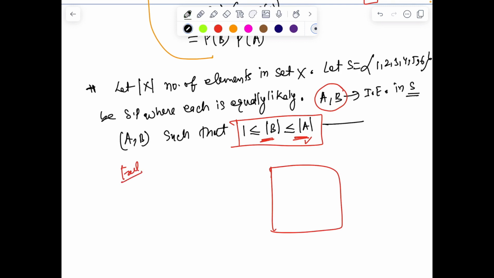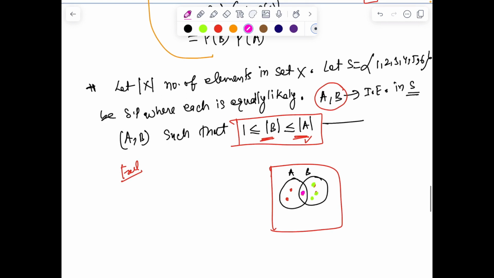So let's take a feel of the problem first, with respect to proportion. We have the sample space, and let's say we have events A and B. Suppose event A has 3 points, 1, 2, 3, and event B has 4 points, 1, 2, 3, 4. So clearly we have a common point for both events. The total number of points in the sample space is 6.